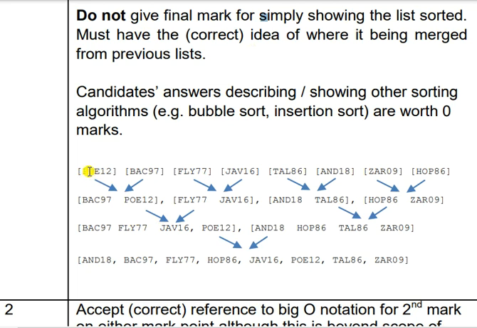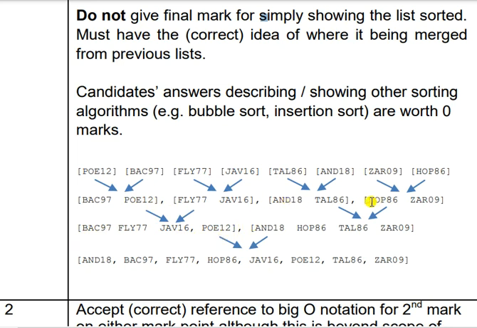So you have to write like this. First you will show that POE 12 and BAC 97 are individual elements and they both are combined to form BAC 97 and POE 12, and you enclose this in a bracket to show this is one list. Similarly you do for the next 2 items, for all the 4 pairs, and then you combine this list with this. So now B will be compared with F. B is small, so B will come. Then P is compared with F. F is small, so it will come. Then P is compared with J, J is small, and then P is put here, and then you enclose this in a bracket to indicate that this is one sublist.